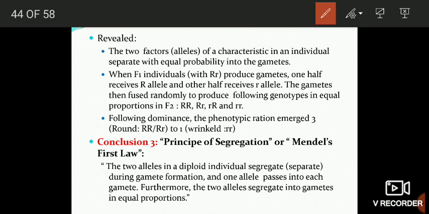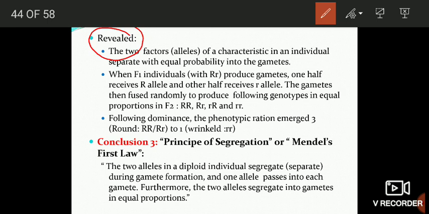The principle of segregation holds true for all organisms. It is not true only in the case of the pea plant, and this principle is also true for all the characters. It does not hold good only in the case of seed shape. It is true for all the characters. That is why it is better to say law of segregation than principle of segregation.